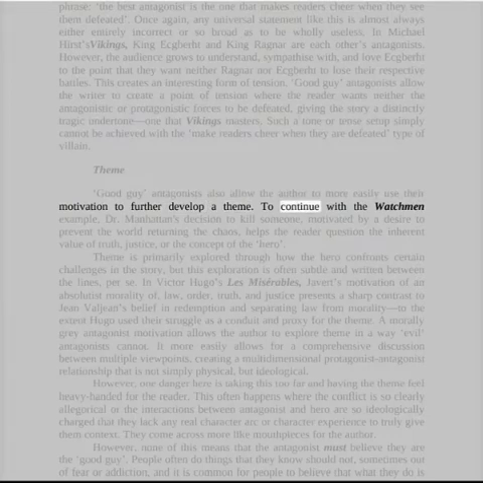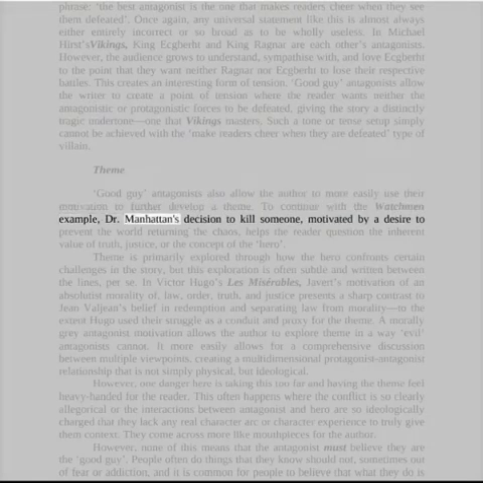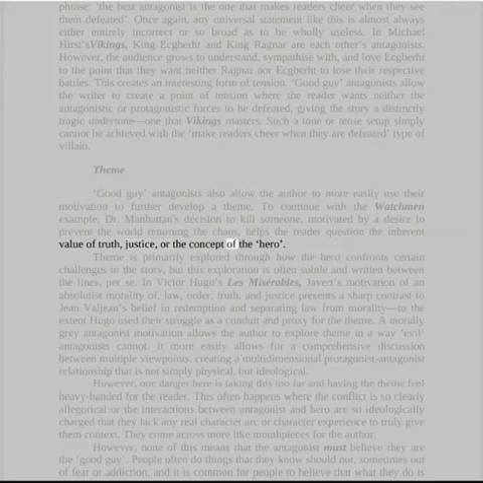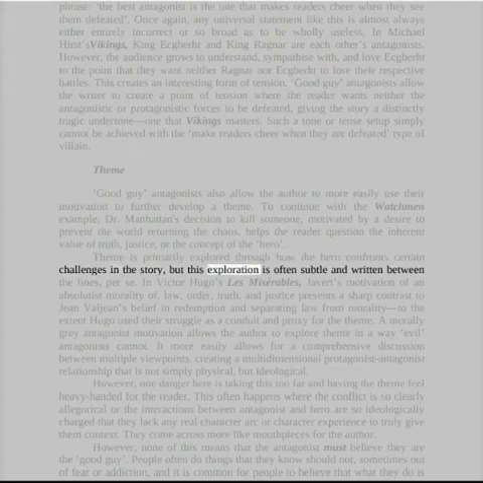To continue with the Watchmen example, Dr. Manhattan's decision to kill someone, motivated by a desire to prevent the world returning to chaos, helps the reader question the inherent value of truth, justice, or the concept of the hero. Theme is primarily explored through how the hero confronts certain challenges in the story, but this exploration is often subtle and written between the lines, per se.